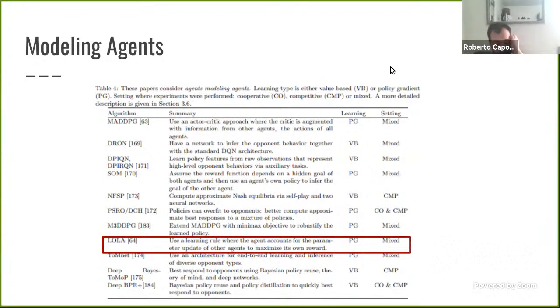Here we have another category of applications that we are focusing on, which is agents that model other agents. Specifically, I focused on two papers. I forgot to highlight another one. One is LOLA, which is used in the mixed setting. The other one I've been focusing on is NFSP, which is instead in the competitive setting, specifically for games.